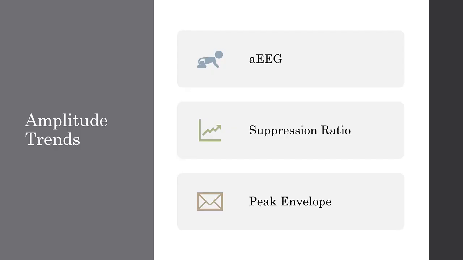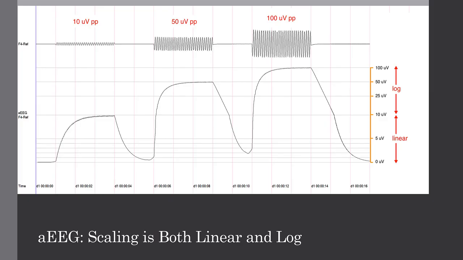Moving to our next category of trends, these are based on amplitude, and that includes the amplitude integrated EEG, also called AEEG, suppression ratio, which is actually an amplitude trend, and peak envelope. Let's start with amplitude integrated EEG. An important thing to know about AEEG is that it is both linear and log.